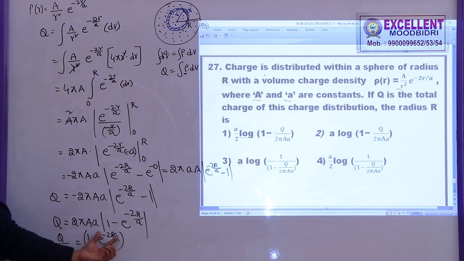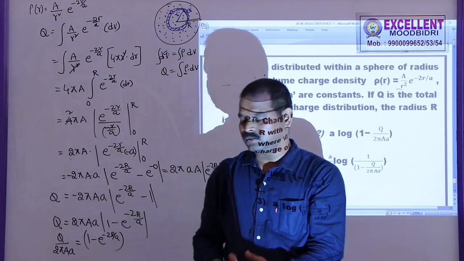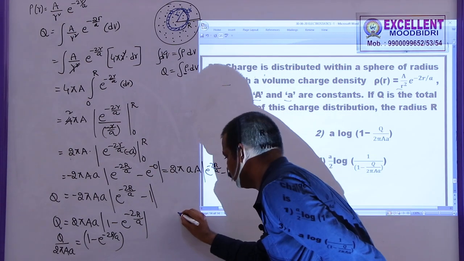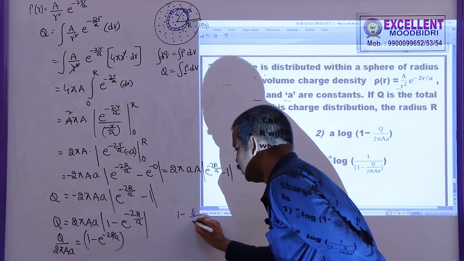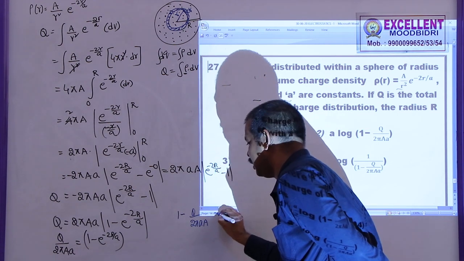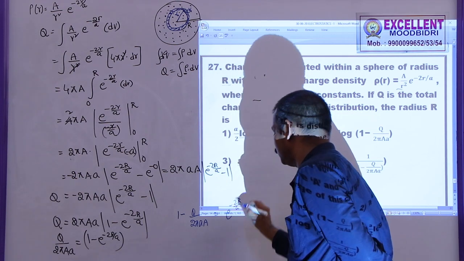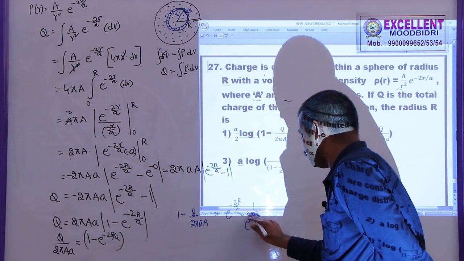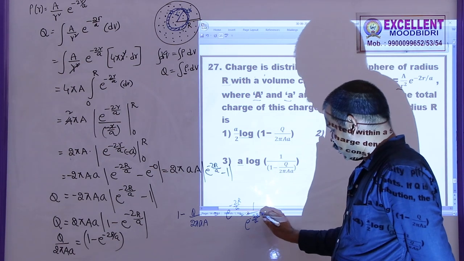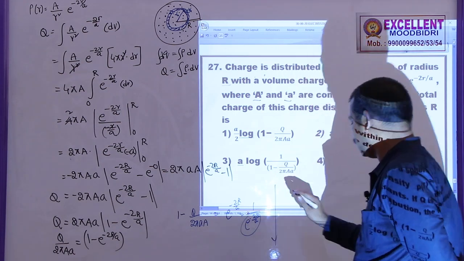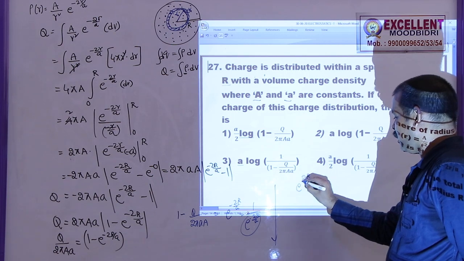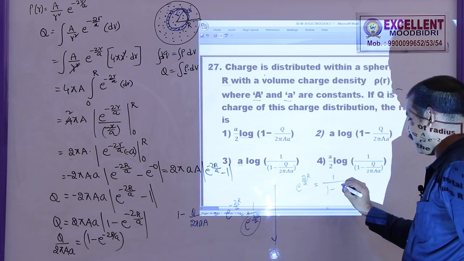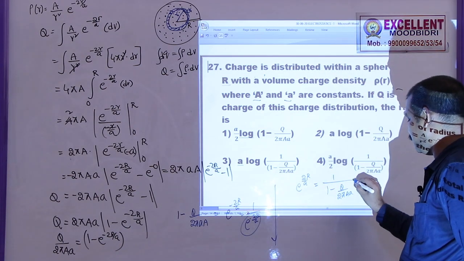Now rearrange this, and you can write 1 minus Q by 2πAa is equal to e^(−2R/a). So this can also be 1 by e^(2R/a), this minus will become plus. Now I want this, you bring this to this side, you can write e^(2R/a) is equal to 1 by this, which is 1 by 1 minus Q by 2πAa.